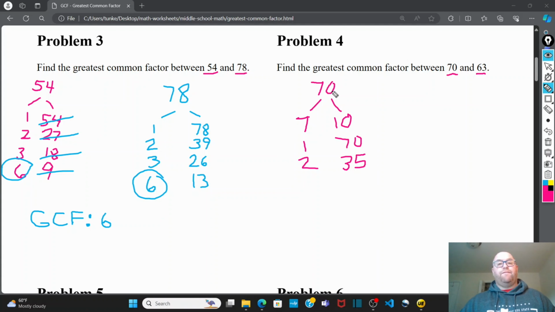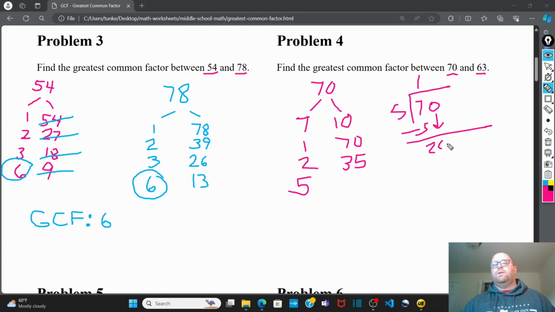It's not divisible by 4. 72 is divisible by 4, 68 is divisible by 4, but 70 is not. It ends in a 5 or it ends in a 0, so it is divisible by 5. So let's just do 70 divided by 5. 5 goes in once. 7 minus 5 is 2, bring down the 0. 5 goes into 20 4 times exactly. So 5 times 14 will give me 70.